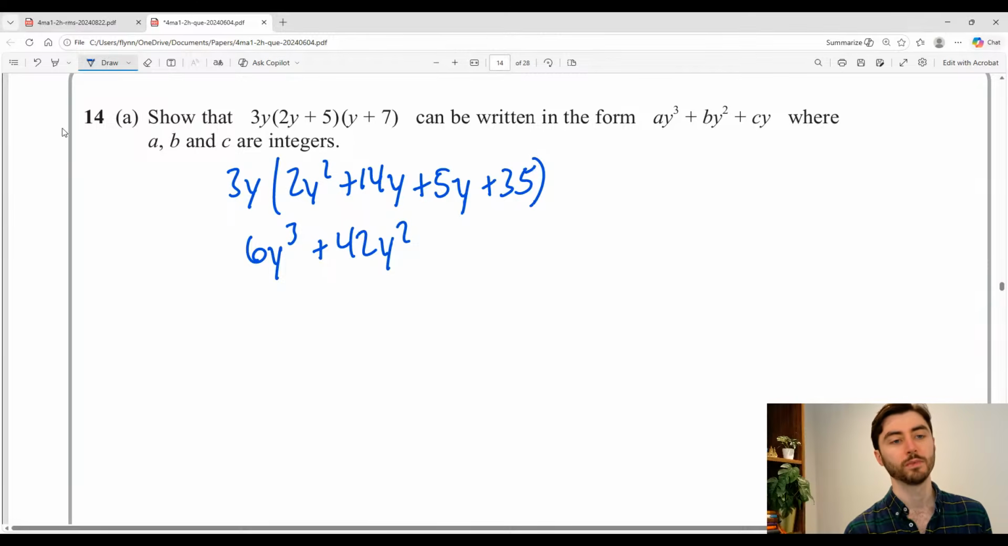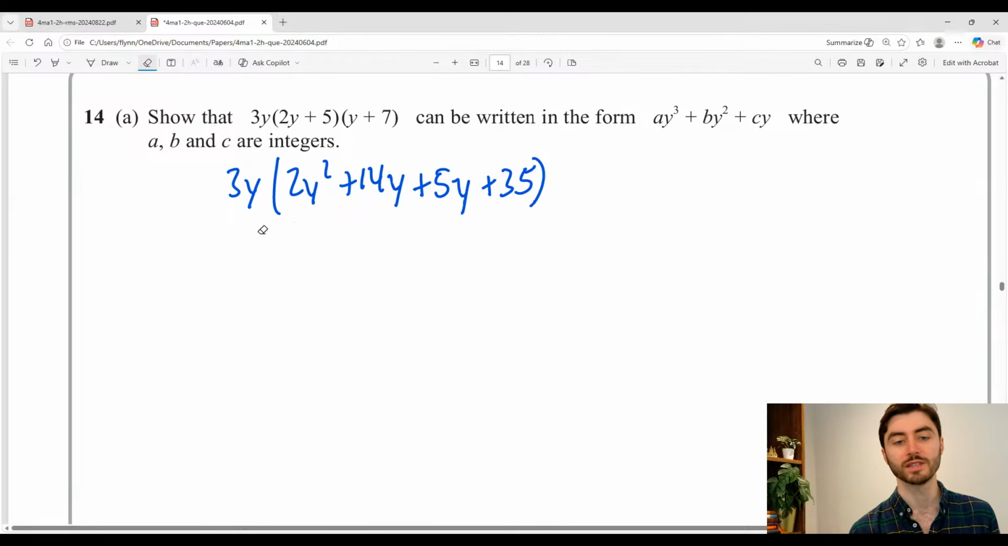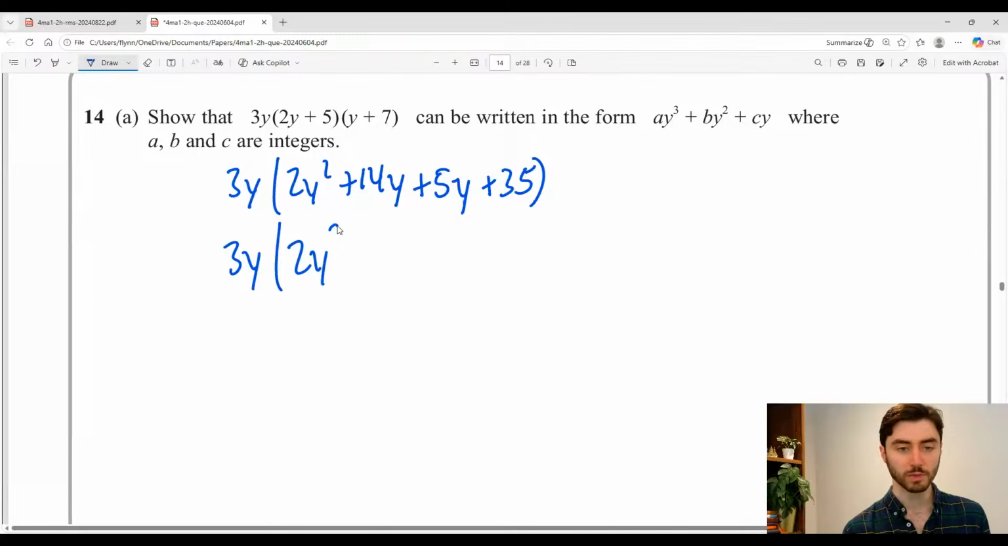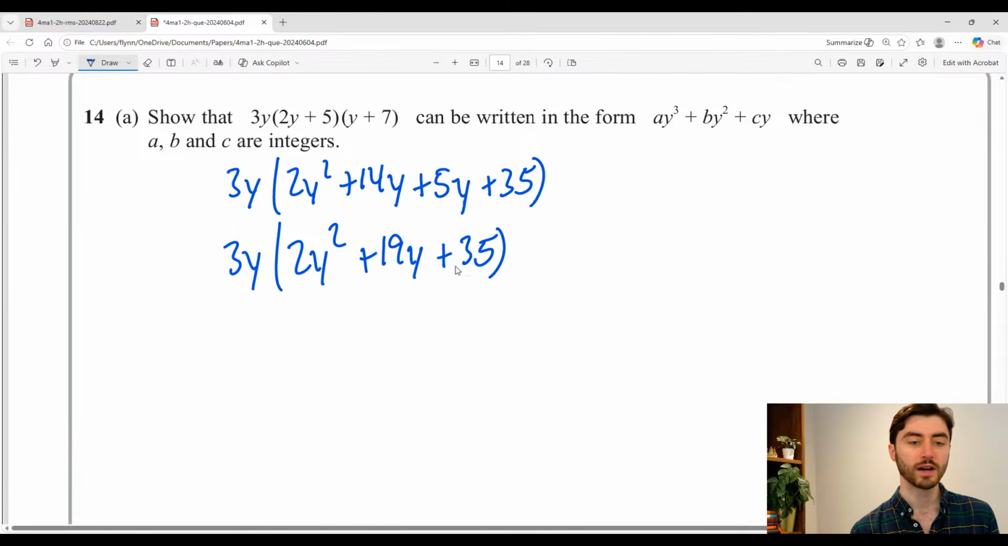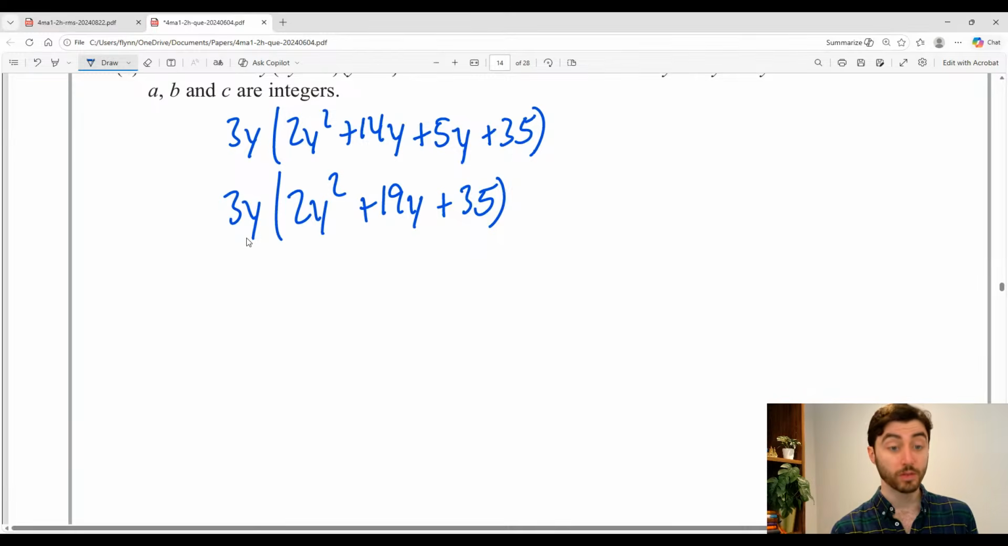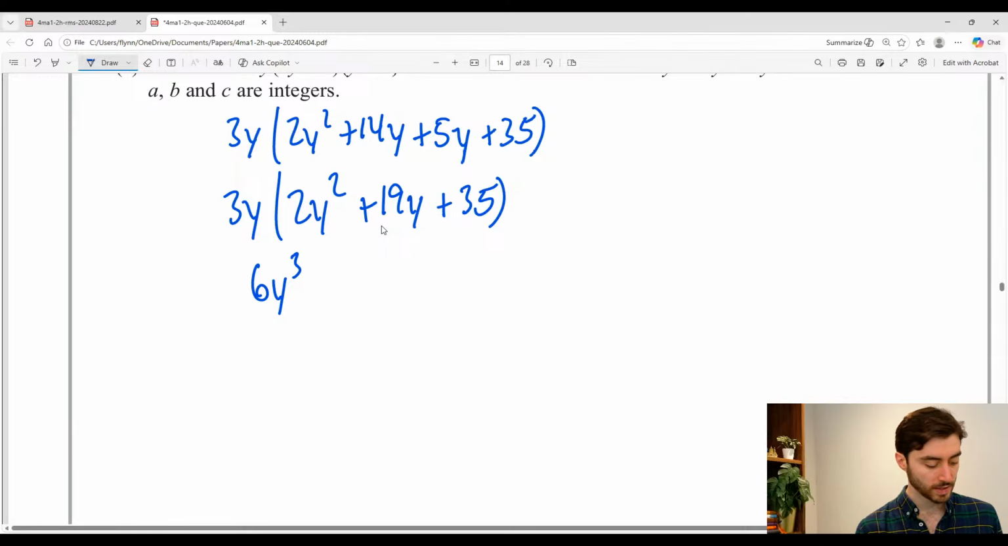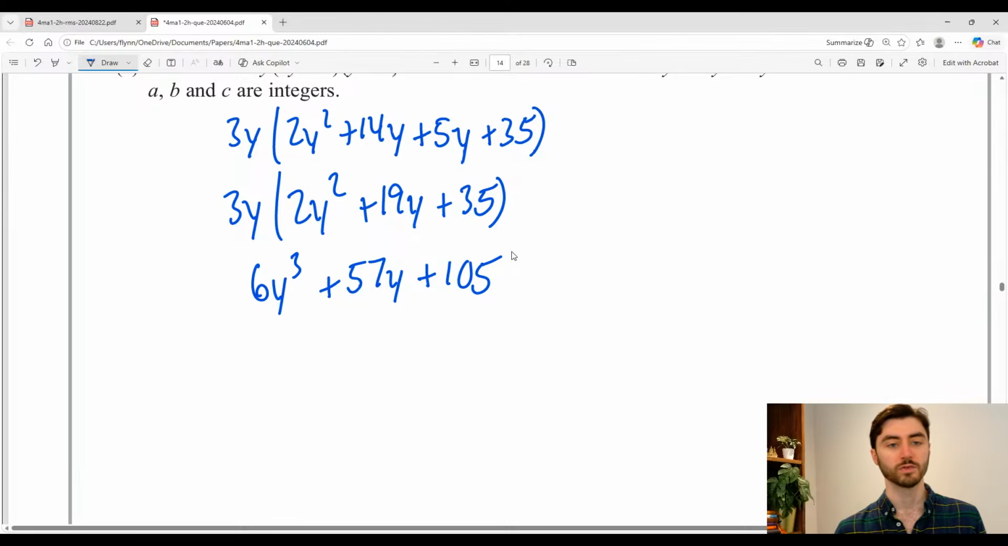Oh, sorry, bad form on my part. I should simplify this first before multiplying the 3y in. So that's actually plus 19y plus 35. And then the 3y times the 2y squared gives me 6y cubed. The 3 times the 19 gives me 57. And 3 times 35 gives me 105. So it's written in that form.